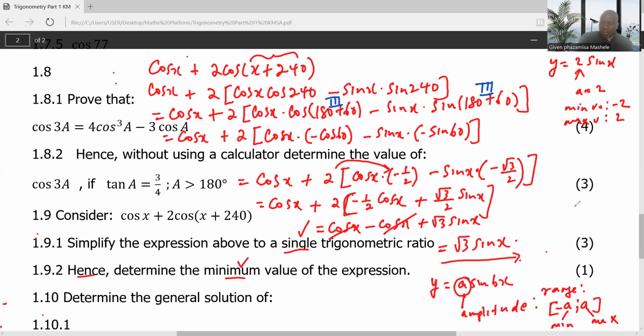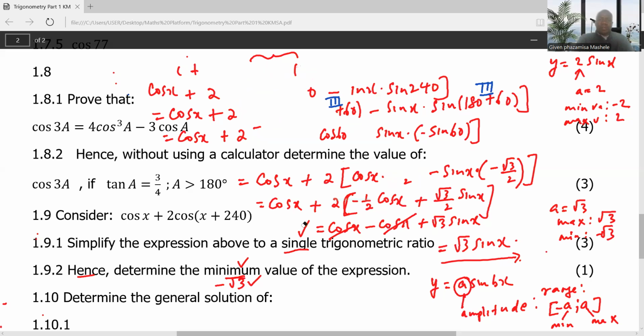So now, what is the minimum value here? Remember, the amplitude here is root 3. Now we want the minimum, not the maximum, because root 3 is actually the maximum. So the minimum value will be minus root 3. So the answer for this is negative root 3. I believe you're following.